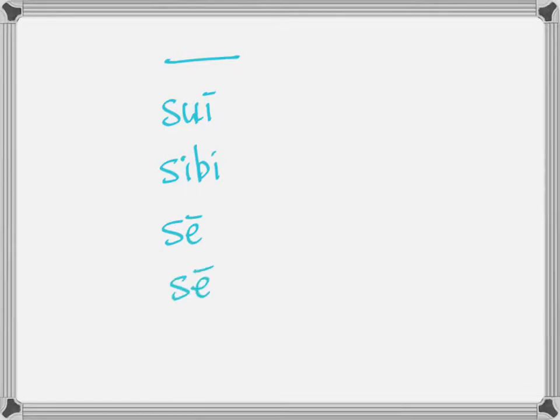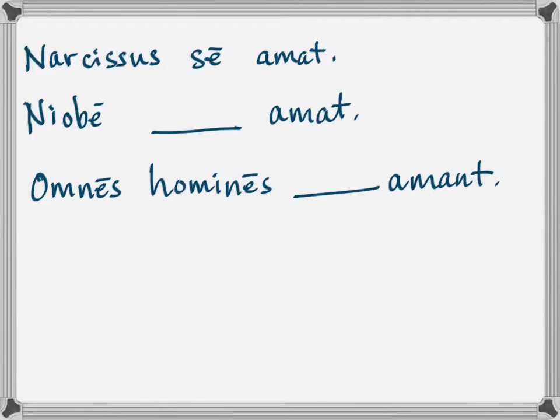Blank, sui, sibi, se. These are the forms of the reflexive pronoun for third person, and they are applicable to all genders and numbers. So, the important thing is that they refer back to the third person subject. So no matter what your third person subject is, whether it's, say, masculine singular, Narcissus loves himself, Narcissus se amat, or say, feminine singular, Niobe se amat.